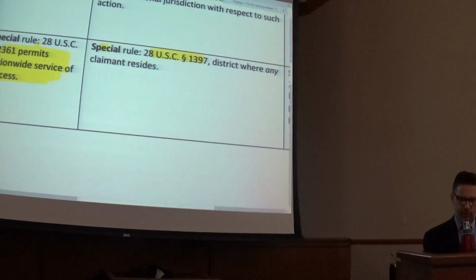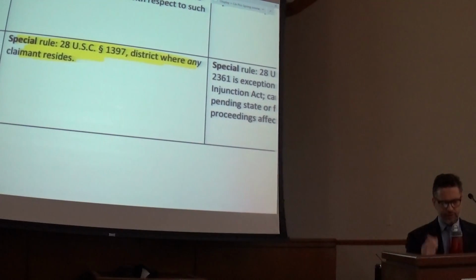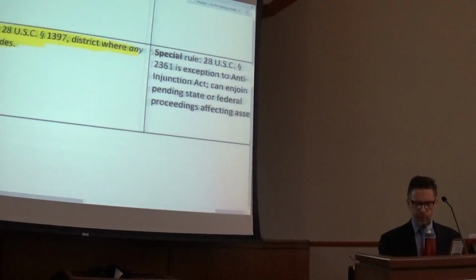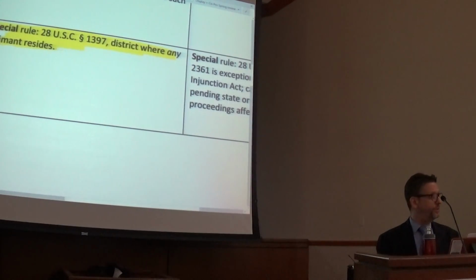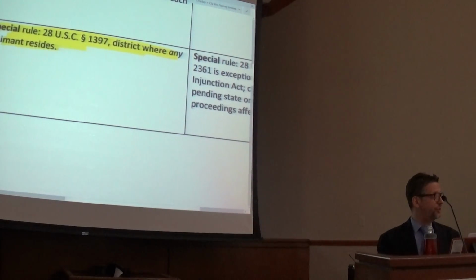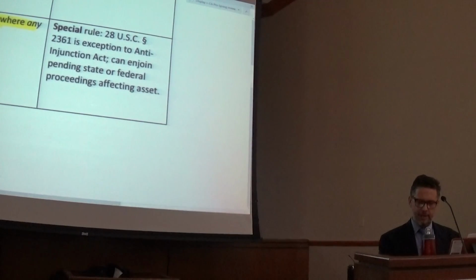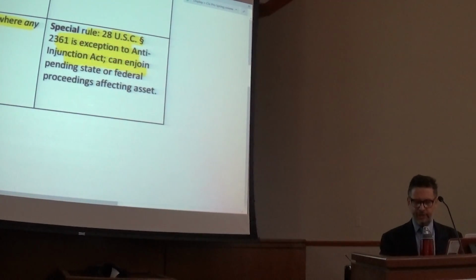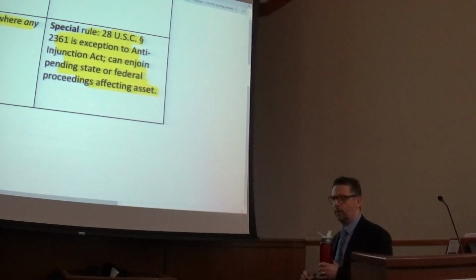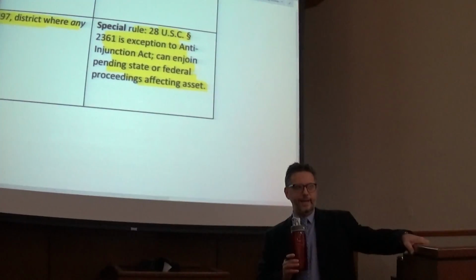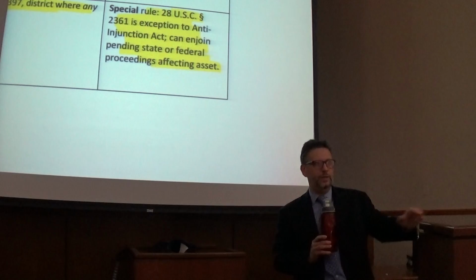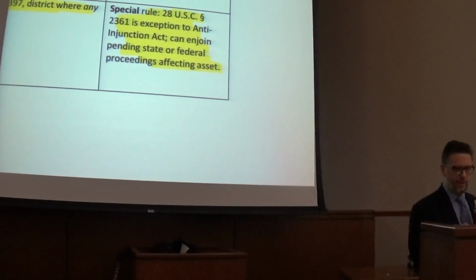And we have a special venue rule for statutory interpleader: a district where any claimant resides. And they don't have to all reside in the same state. Note that. It's just any district where any claimant resides. And finally, you can get injunctions with statutory interpleader, where the federal court will tell the state court to stop litigating the disposition of the asset.